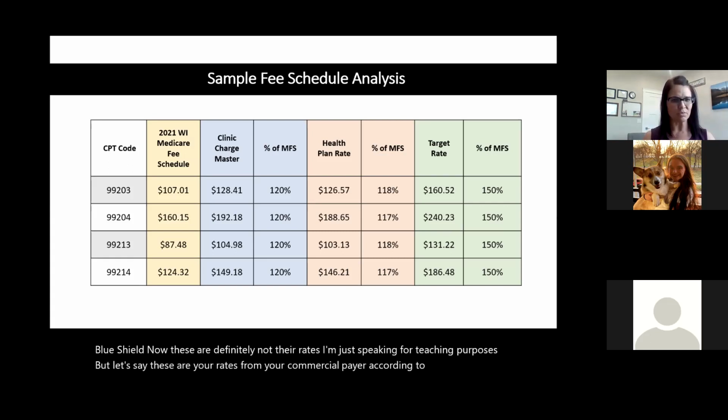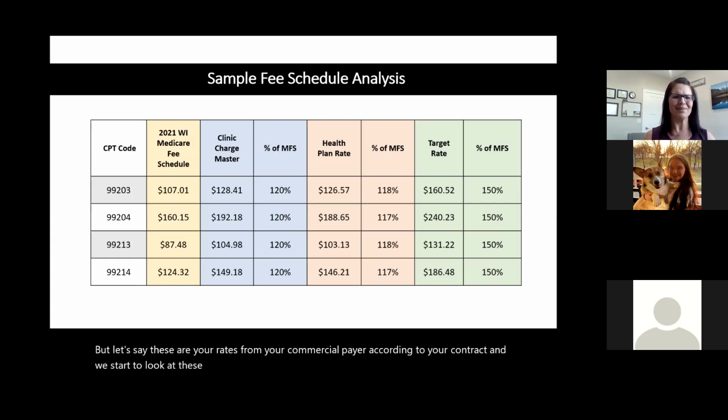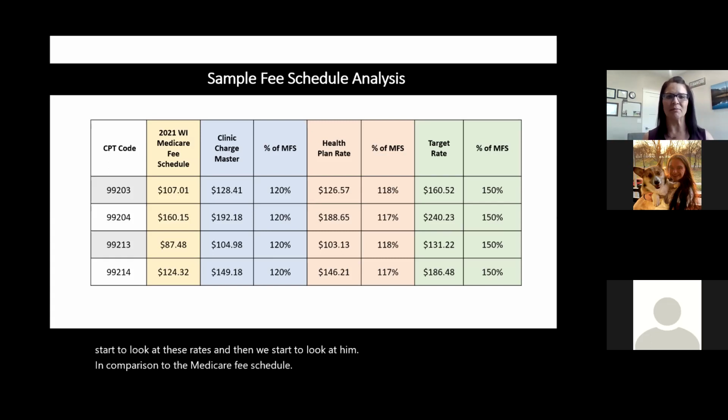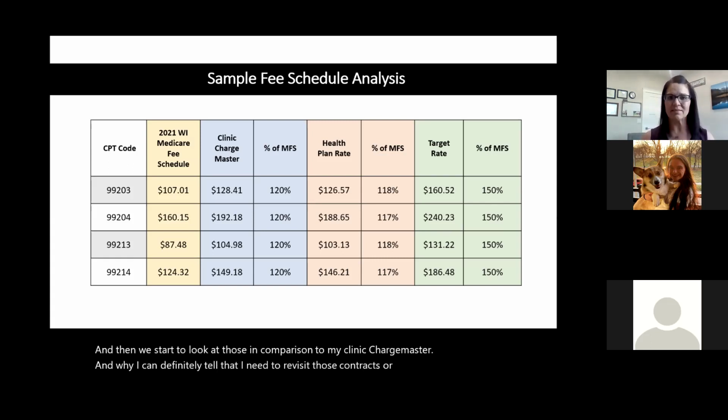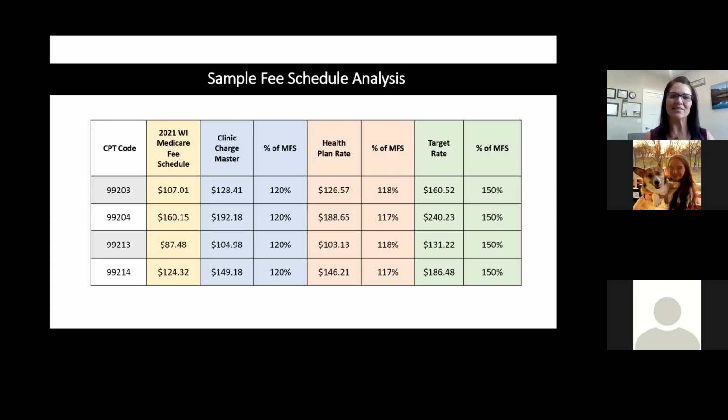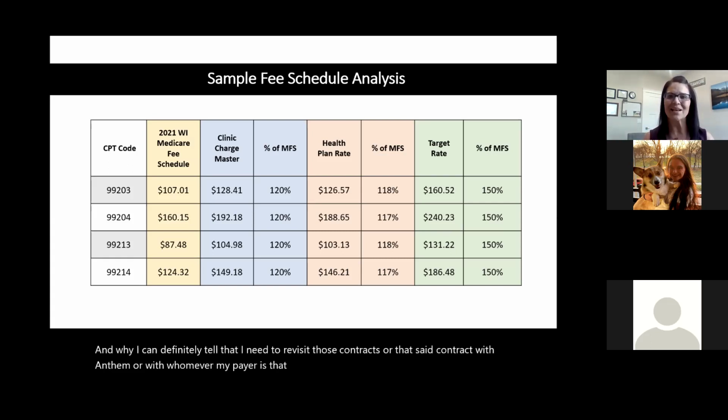We start to look at these rates, and then we start to look at them in comparison to the Medicare fee schedule. And then we start to look at those in comparison to my clinic charge master, and I can definitely tell that I need to revisit those contracts, or that said contract with Anthem or with whomever my payer is that has these very low rates, and start to negotiate or revisit this reimbursement. It is low.